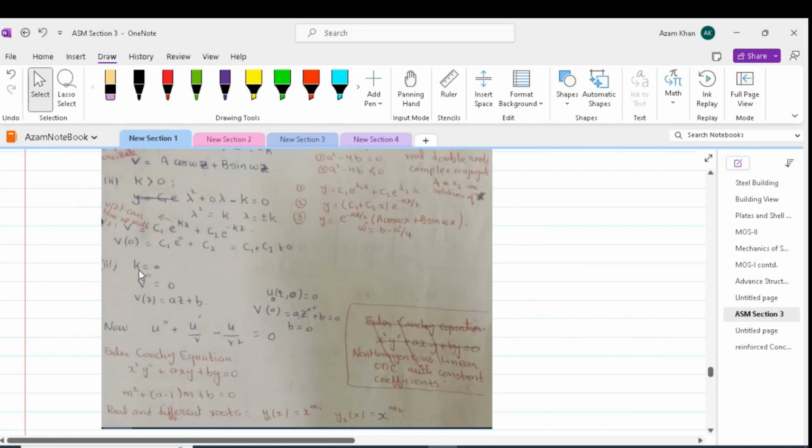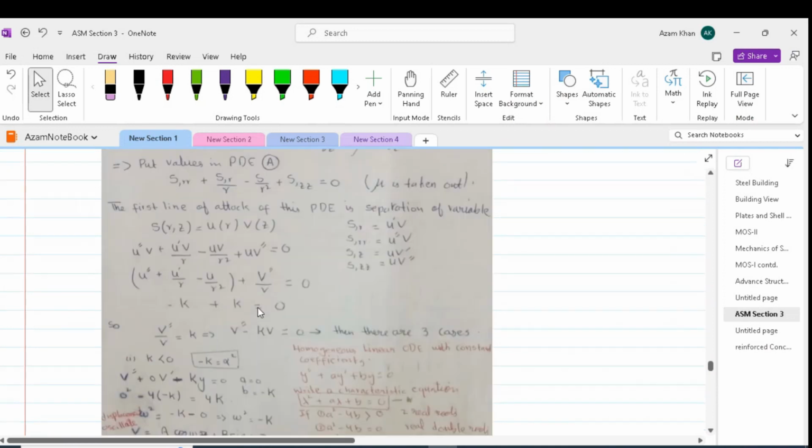So finally, we are left with k equal to 0. Once we put k equal to 0, we get a simple equation az plus b equal to 0. As we know that v should be 0 at z equal to 0, that makes b equal to 0. And we get v equal to a z. Now let us solve the u double prime equation.